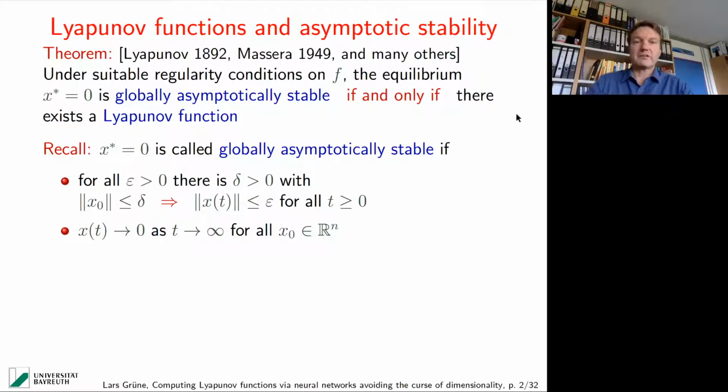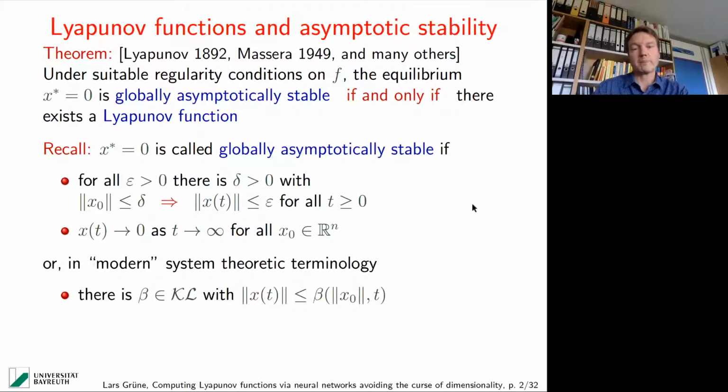Yeah, global asymptotic stability. I guess you are all acquainted with that. So what does that mean? This means that whenever I start close to the equilibrium, I stay close to the equilibrium for all t greater or equal zero. Equilibrium here is again always the origin. And eventually, as t tends to infinity, we converge to the equilibrium for all initial conditions, right? And this for all initial conditions is the global part of the definition. And this is why it's called globally asymptotically stable.